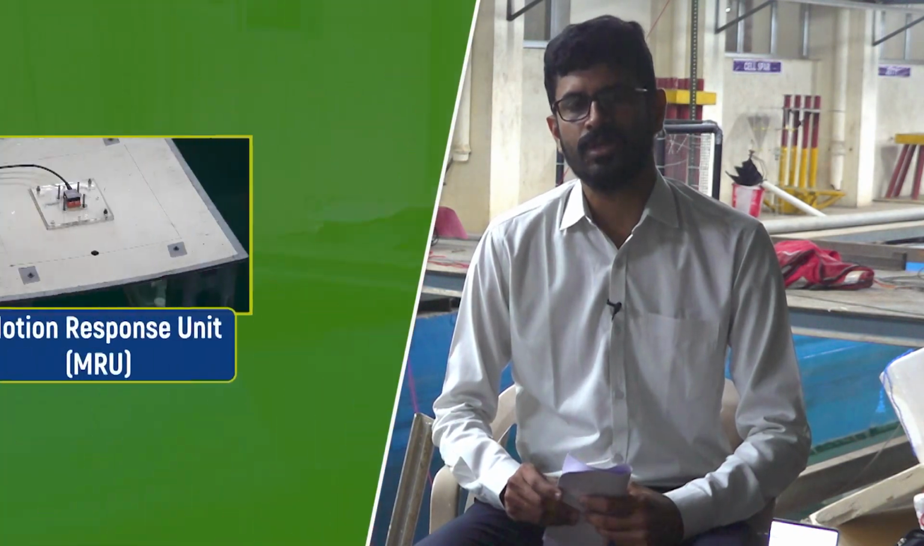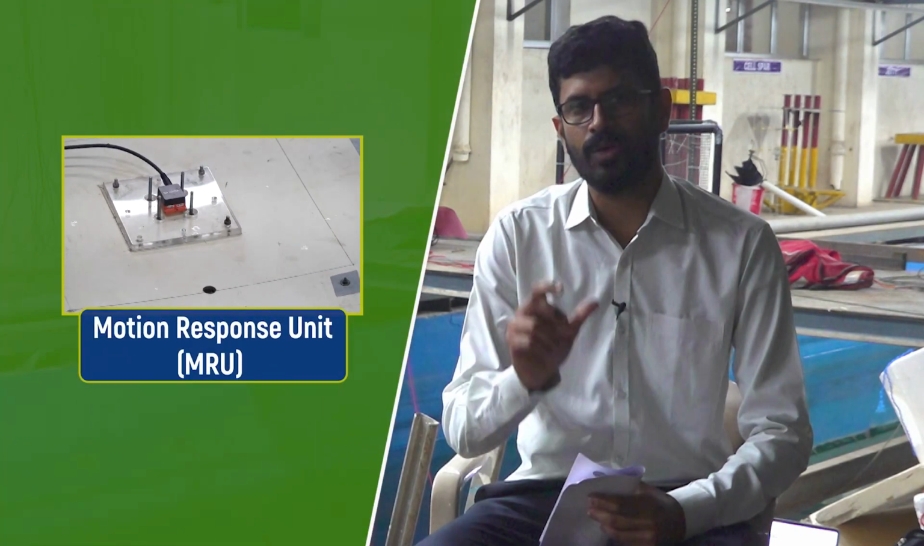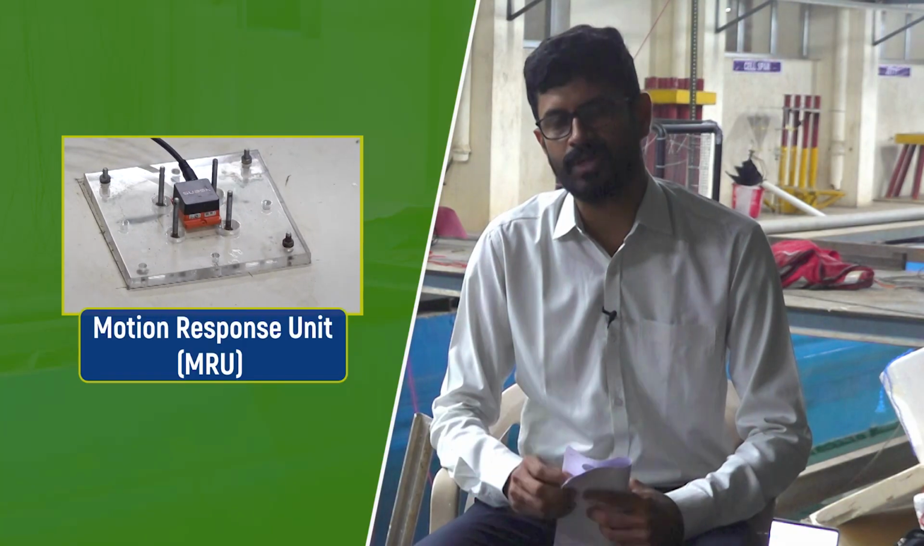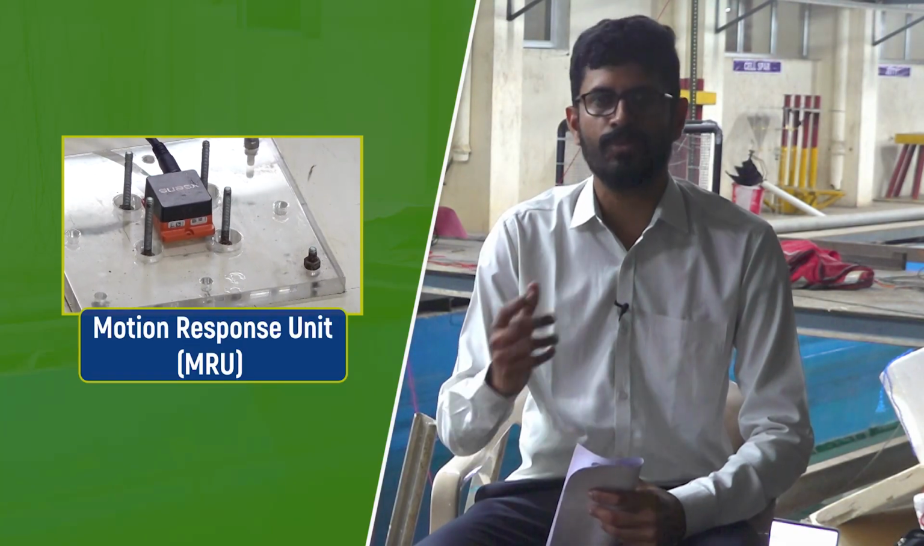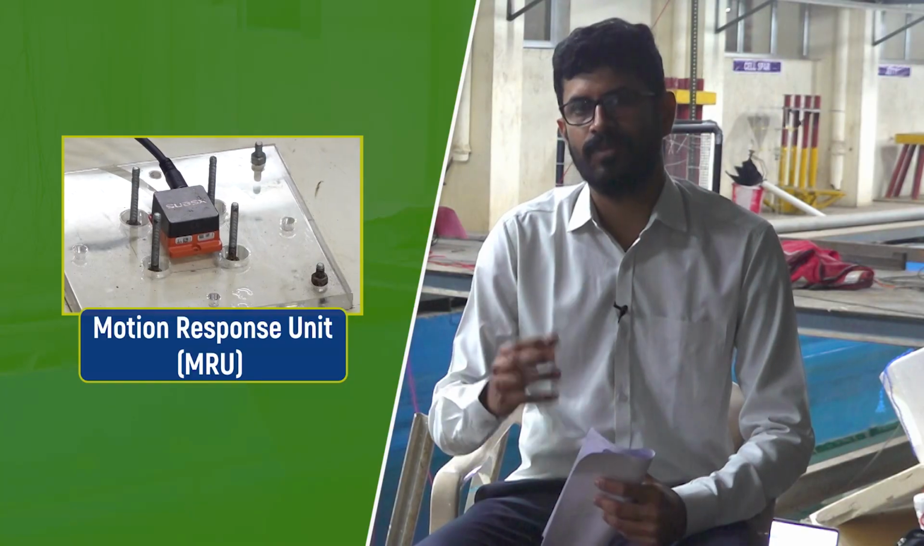As we said earlier, in the present session, we are focused on the free decay test. So we need the data. How are we getting the data? For this, we are using the motion response unit, which is an MRU. These days, it has come as a very sophisticated device. 10 years back, we used to use accelerometers to get the different values, but this MRU is a package in which you get all the data at one shot, which means all the 6 degrees of freedom of a floating structure.